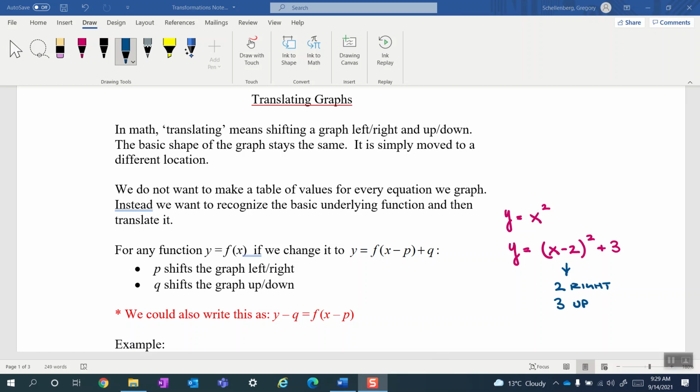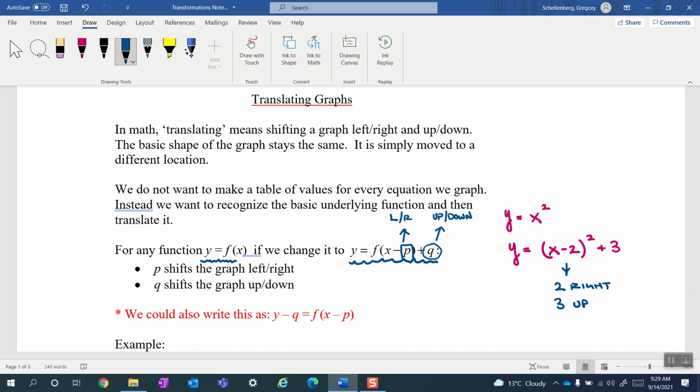Okay, so there's our example. Here's what we're doing. If we're comparing some function y equals f of x to this, and I call this the skeleton transformed equation, basically what's happening is our p value here is going to shift the graph to the left and to the right. So we'll just make a note of that. This is shifting the graph left and right. And our q value is shifting the graph up and down.